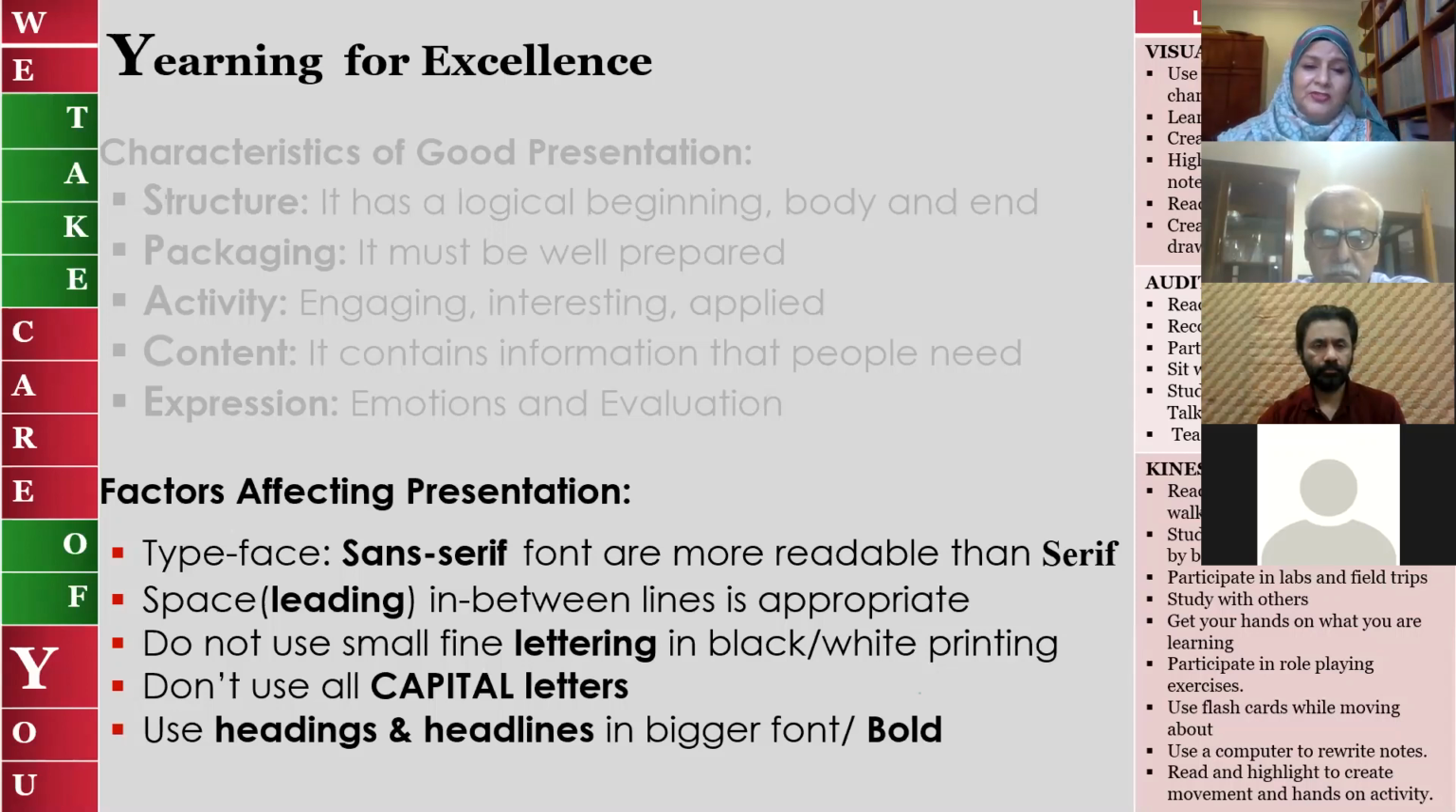The advantage of Century Gothic is that the words are slightly broader in size, while if you go for Arial Narrow, the words become very close to each other, so it all looks like lines. So be very careful when we are using the typeface. The space or the leading in between the lines should be appropriate. They should not be such that one line is jumbled with another line.